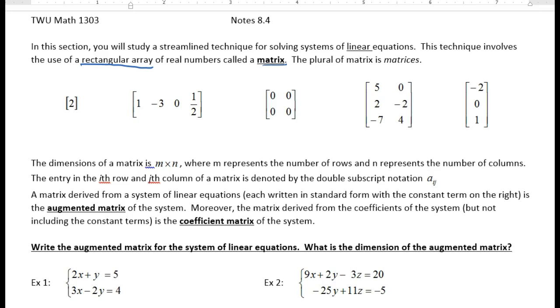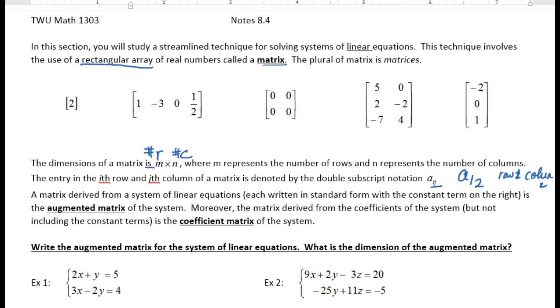The dimensions of a matrix is m times n, where m is the number of rows, and n is the number of columns, okay? The entry in the ith row and the jth column of a matrix is denoted by a double subscript, okay? You'll probably never use that, but that's how they do it. So if I say A1,2, that means it's row 1, column 2. And whatever value is there, that's what A12 is, okay?